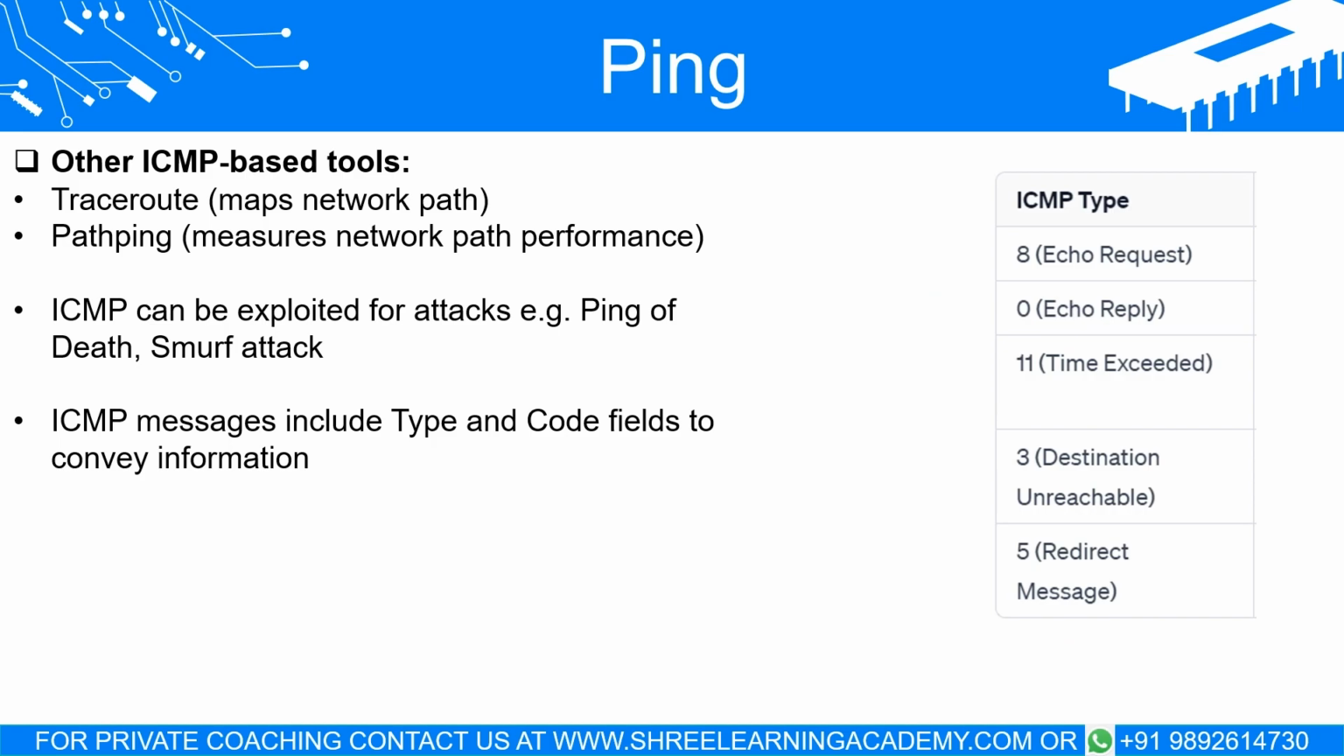ICMP communicates various types of information using a system of type and code fields. The type field signifies the purpose of the ICMP message, while the code field provides additional information about the type. Common types include echo request or reply used by ping, time exceeded used by traceroute when a packet has passed through too many routers, destination unreachable when a packet can't reach its destination, and redirect used to tell a router that there's a better path to the destination.